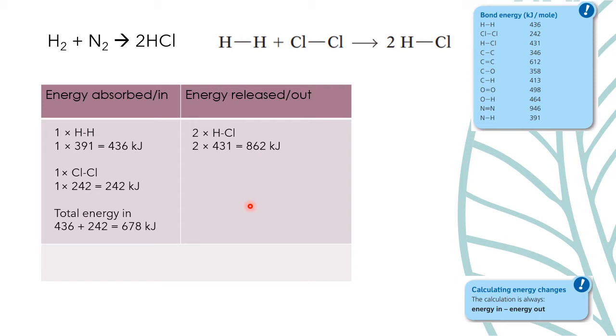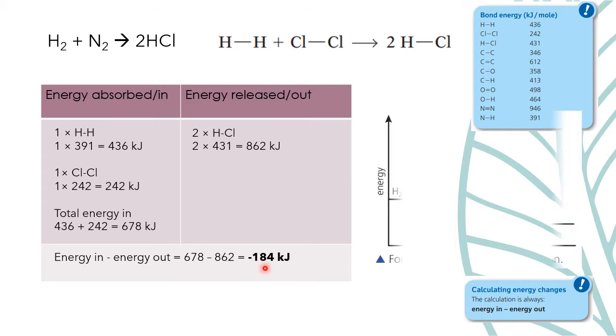Change of energy is equal to energy in minus energy out. So 678 minus 832 is equal to negative 184 kilojoule. So based on this calculation, kan, energy in dengan energy out ni, kita nampak the amount of the energy released is greater than the amount of energy in. So we can conclude that the total energy change for this reaction is negative. So this reaction is an exothermic reaction. Okay. So negative sign here indicates it is an exothermic reaction.